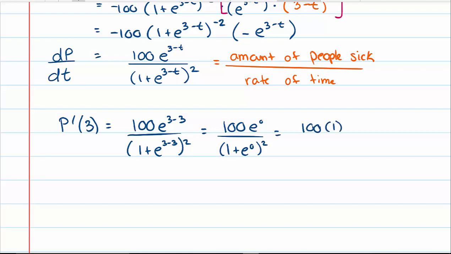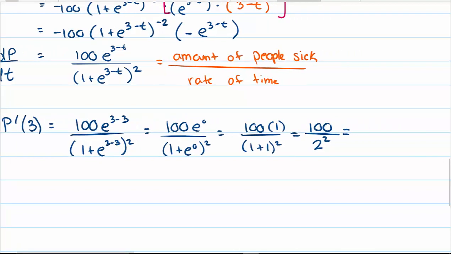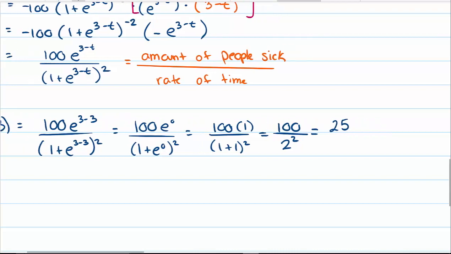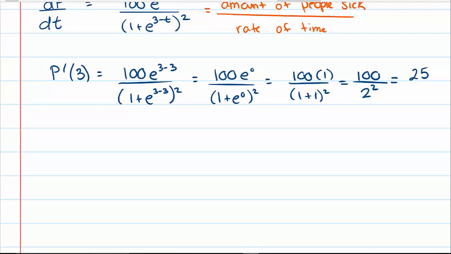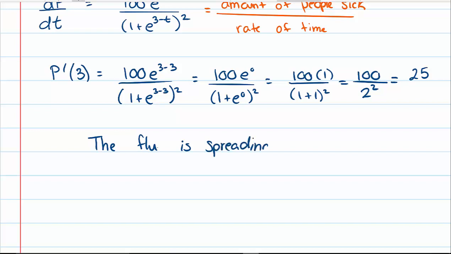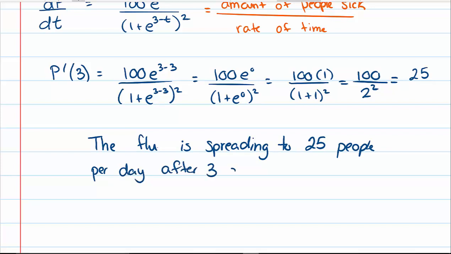Remember, anything to the 0 power is 1. Divided by 1 plus 1 squared, which gives you 100 divided by 2 squared, which will give you 25. And it's very important to note our units. So in a question like this, you need to give a sentence answer. So the flu is spreading to 25 people per day after 3 days. Okay.